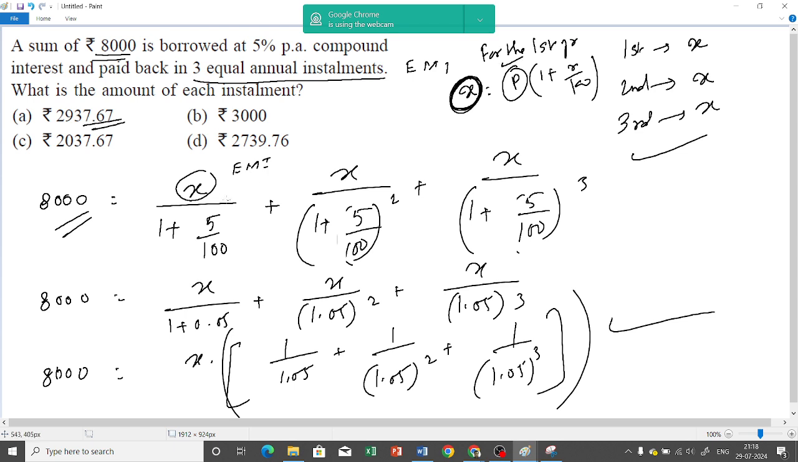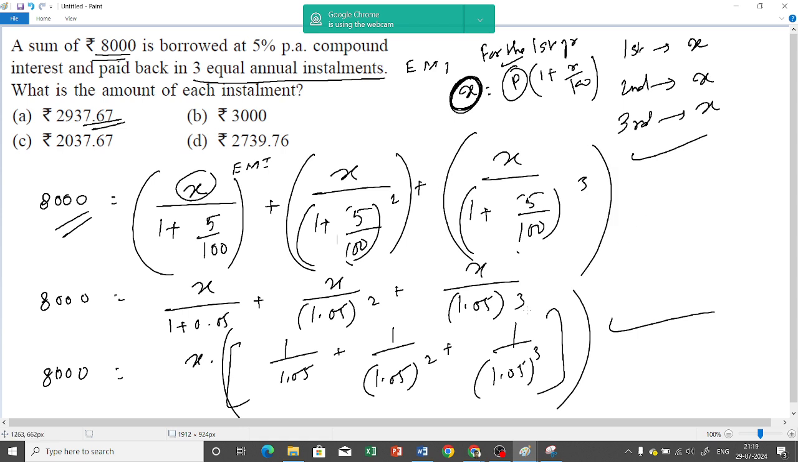So we are actually adding all the p's. x is the EMI. Okay, and then we are finding out x. So for each year also you can do it. This is the principal for the first year, this is the principal for the second year, this is the principal for the third year, you see. And on adding all these things, I am getting 8000.